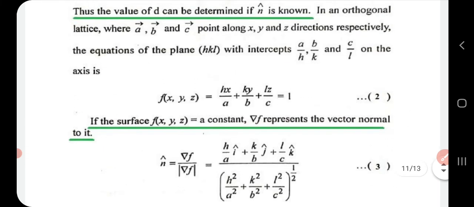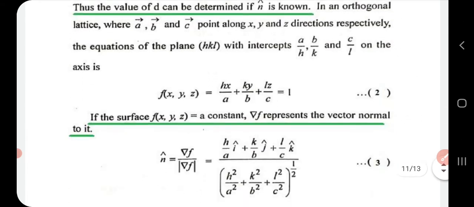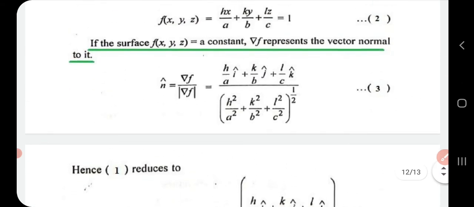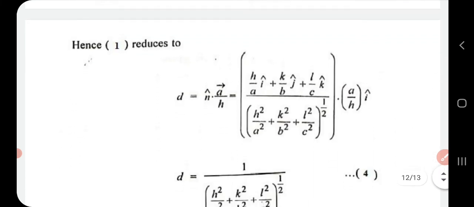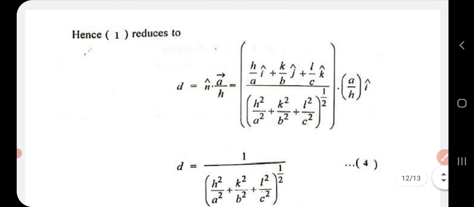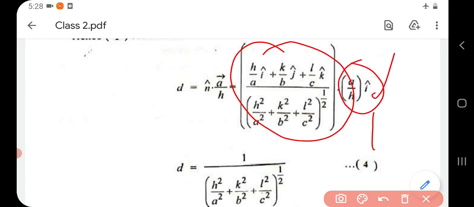So, your first equation will reduce to, that is d is equal to, in place of this n cap, just take the first term alone, that is d equal to n cap dot a vector by h. In that place, instead of n cap, you just substitute the value of n cap that we have just got, and a vector by h is kept as such. See the formula. Okay, d equal to n cap dot a by h, where the value of n cap is just substituted from the above equation, and a by h is kept as such. You have kept a i cap also there.